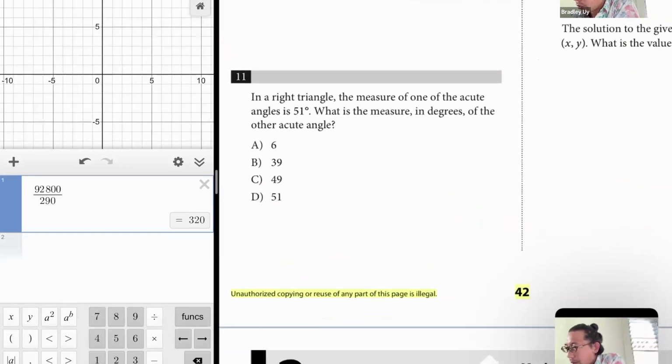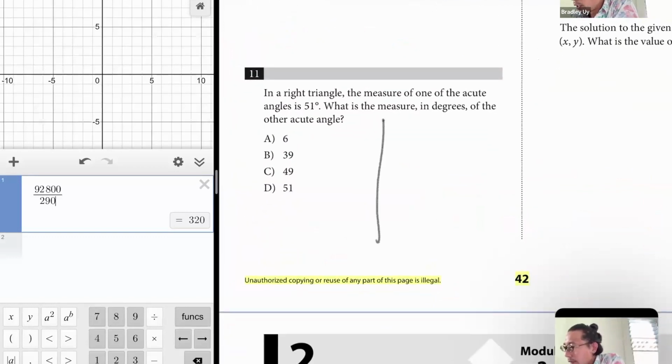Number 11, right triangle. One of the acute angles is 51. That would be this one, possibly, because it's opposite the longer side. And what do we know about this angle? What's the measure of the other acute angle in degrees?